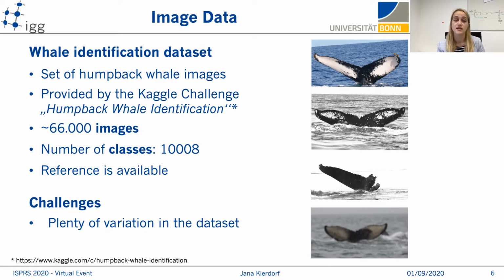In the dataset, however, one encounters certain challenges, such as strong variations that are spread over the entire dataset, as for example the color space like RGB or grayscale, the image size, the resolution, the time of day, or the percentage of the visible whale, and much more, as you can see in these example images.